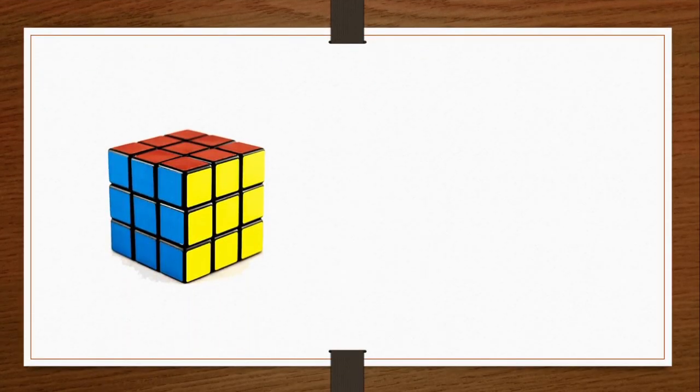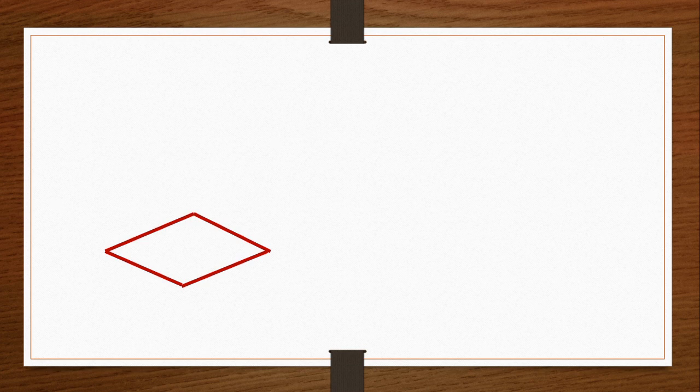Here this is a Rubik's cube. Right? You know this. You play with this, isn't it? Here also we will trace the edges of this Rubik's cube. See here. One side. Now second side, right? Third side, fourth side. Now I got this figure.